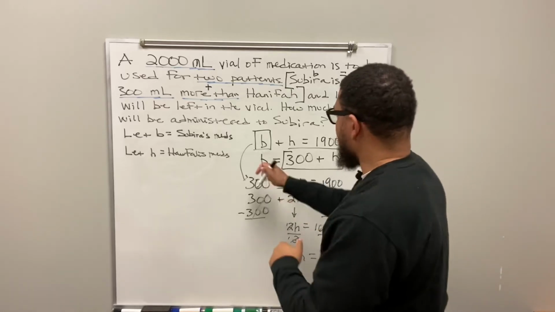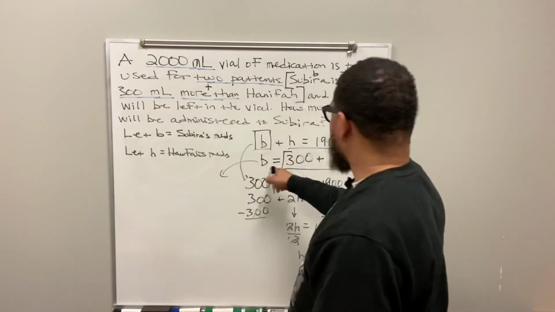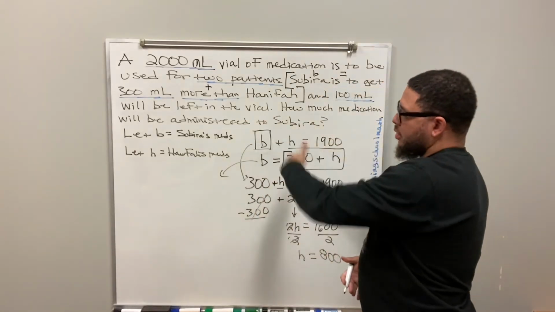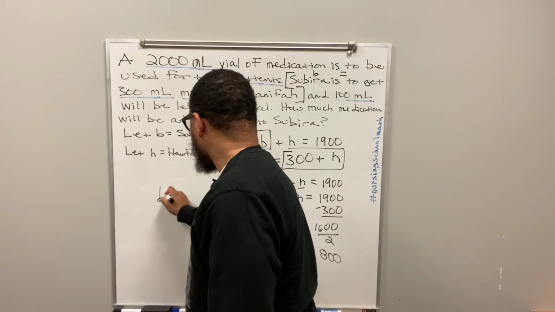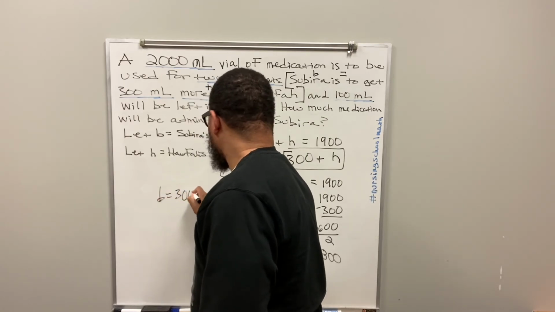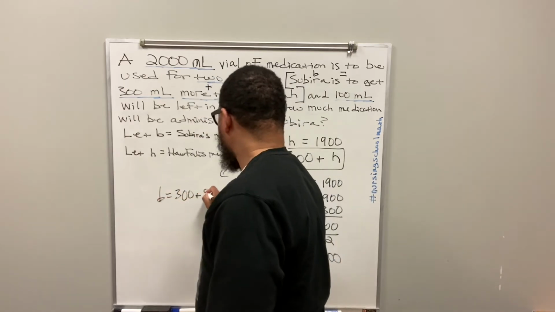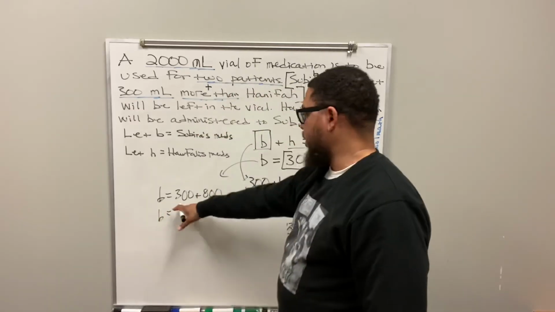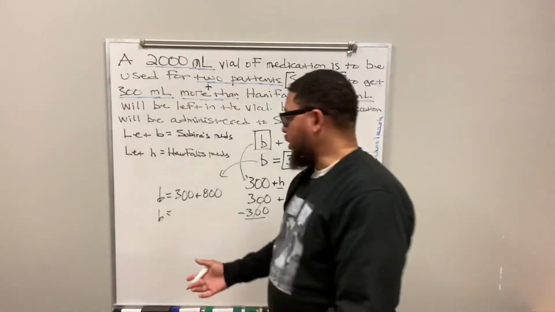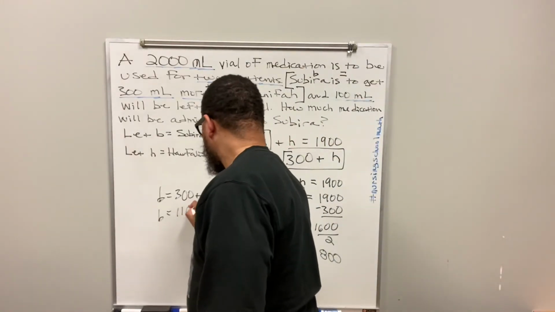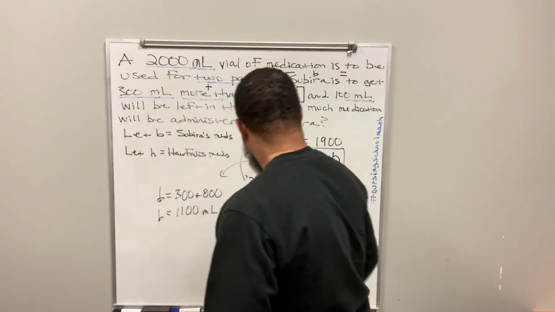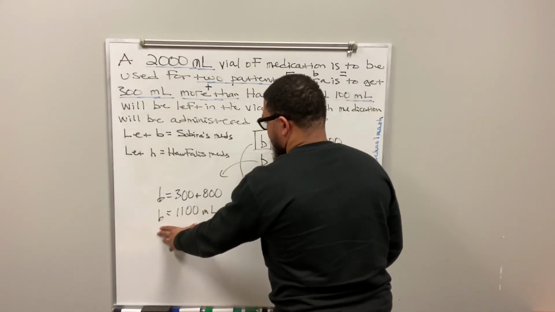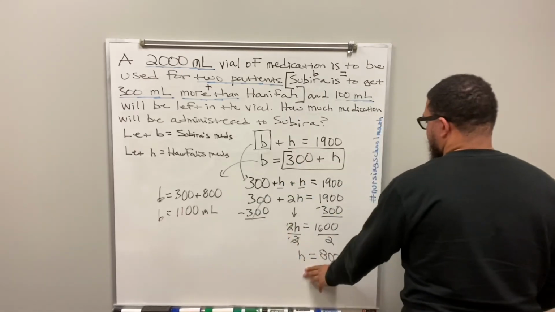So now I'm going to go here, and I'm going to solve for B. I'm going to answer the main question, which is how much medication will be administered to Sabira? So we got B equals 300 plus 800. And we know how to add, so we know 300 plus 800, just like it was money, that's 1100.